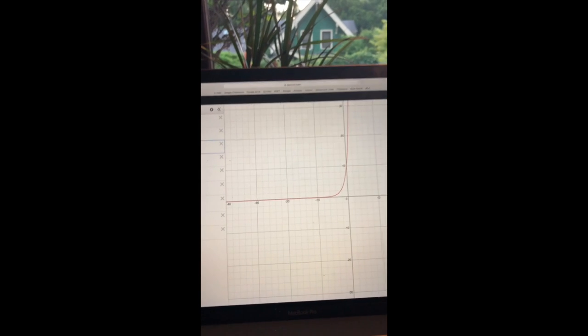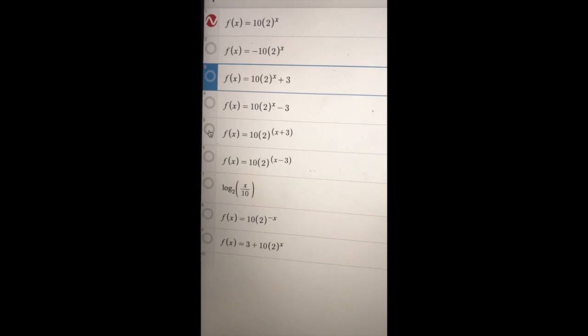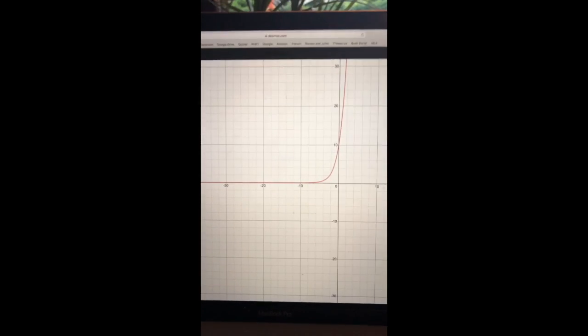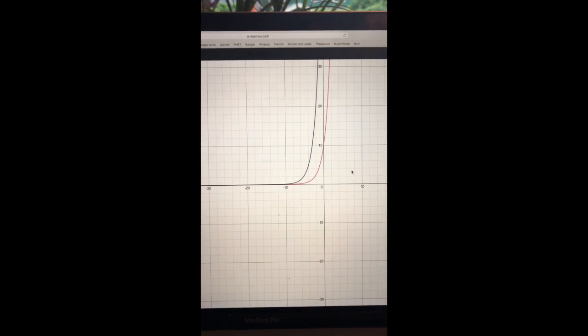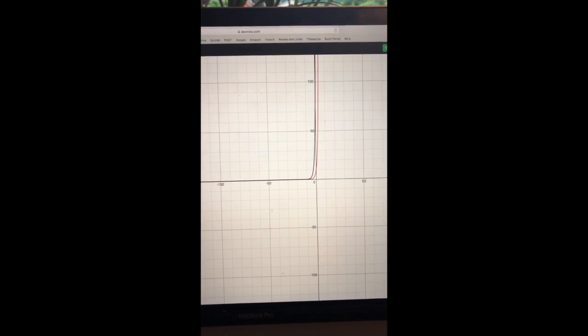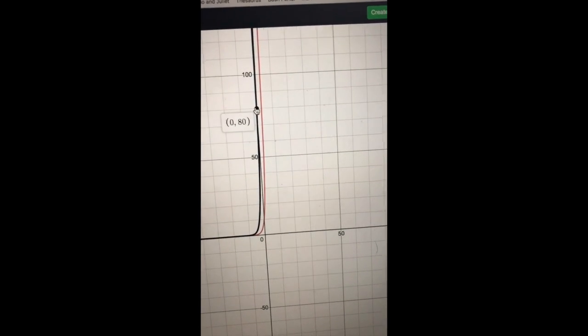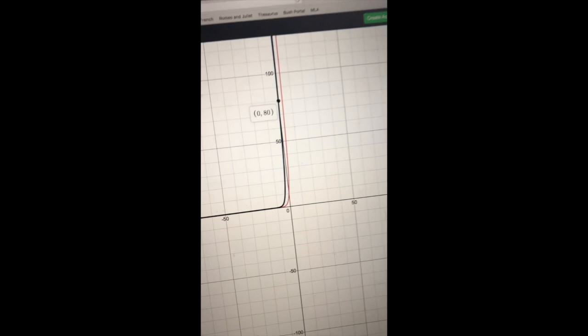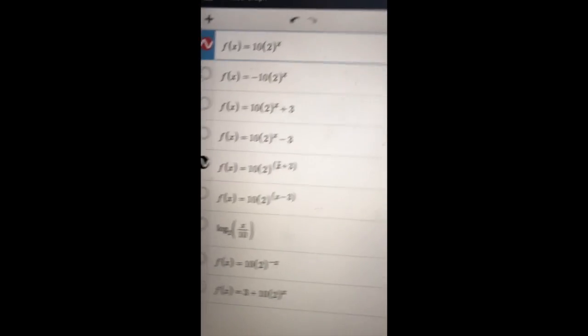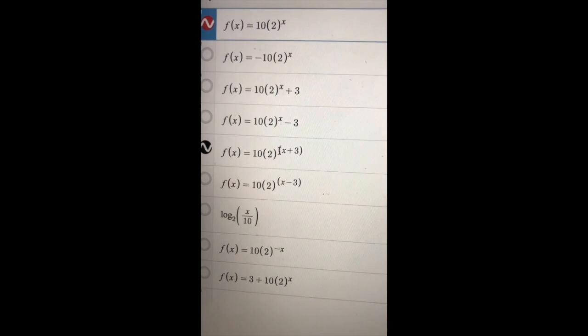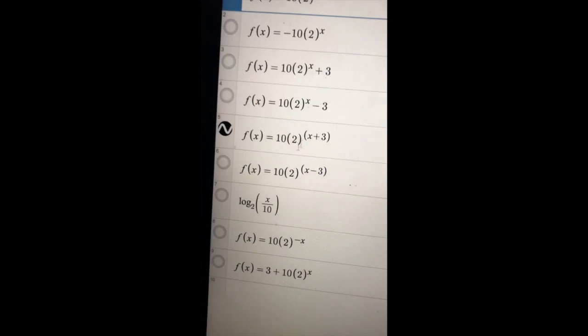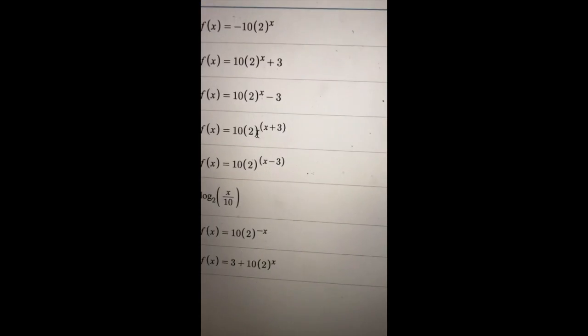Okay. And if we add to the exponent, for instance, if we do x plus 3 right here, this is what we will get. And as you can see, it crosses at 80, right? Whereas on this one, it crosses at 10. And that is because if you imagine the exponent, if x is equaling 0 and you add 3, then it would just be this to the 3, and that would be 80, right? And so that's your y-intercept.